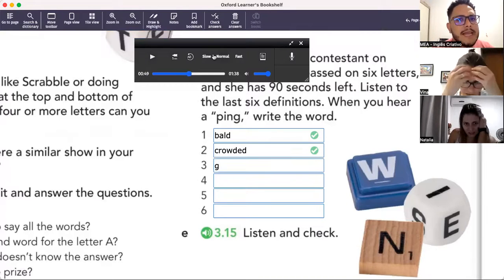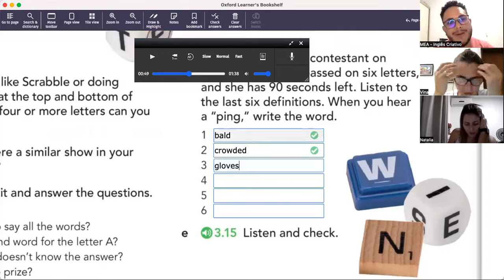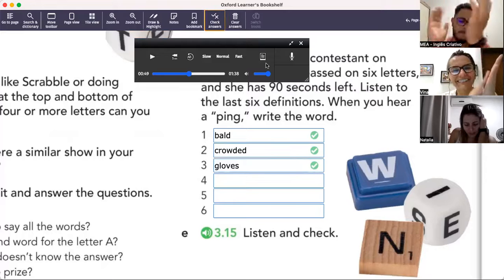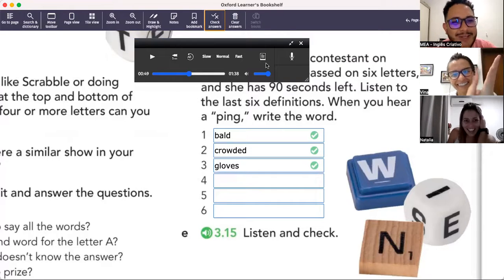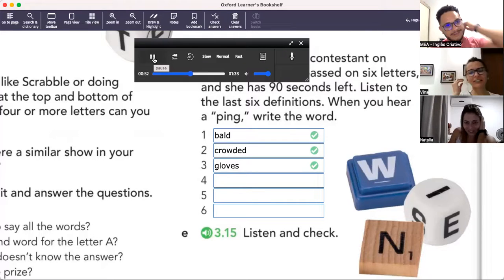Yes, things that people wear on their hands. What do we wear, guys? Gloves. Perfect. Gloves. Eita, muito bem. Let's go. Close it. Gloves. Que massa, não tinha entendido.